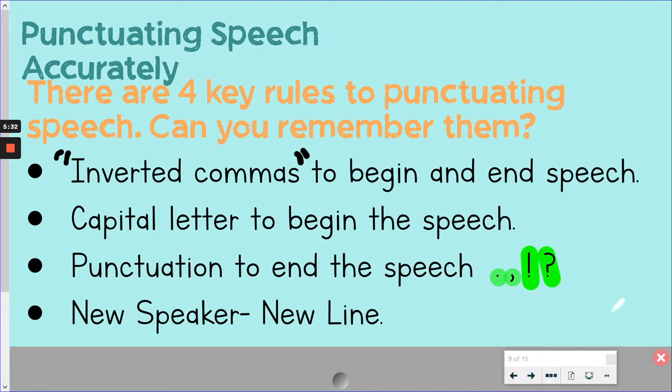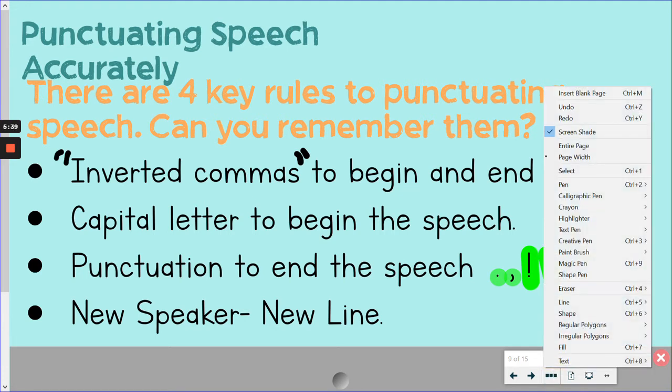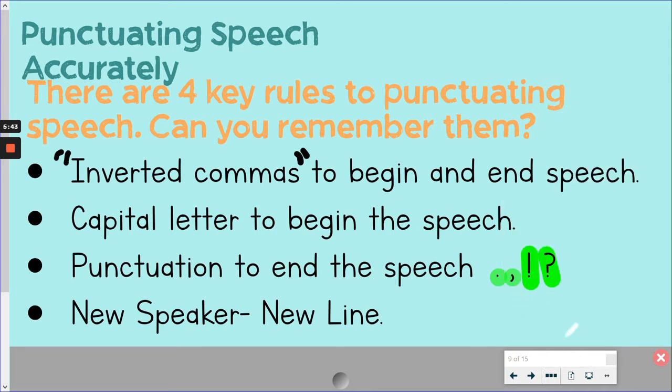The last rule we have for punctuating speech is that when we have a new speaker, we use a new line. So the rule is commonly known as new speaker, new line. I sometimes like to know it as change of speaker, new line, because if the speaker changes to another person, we use a new line in our text.